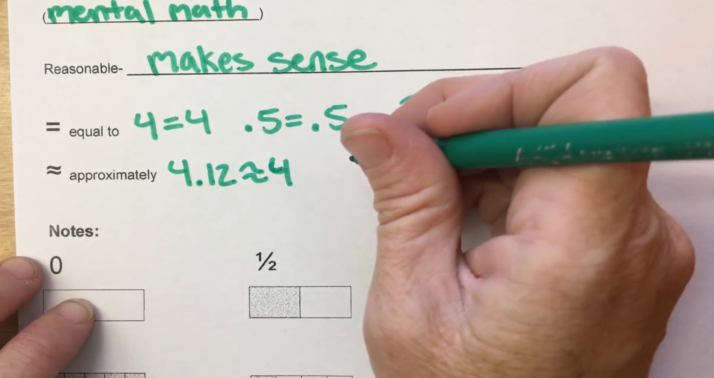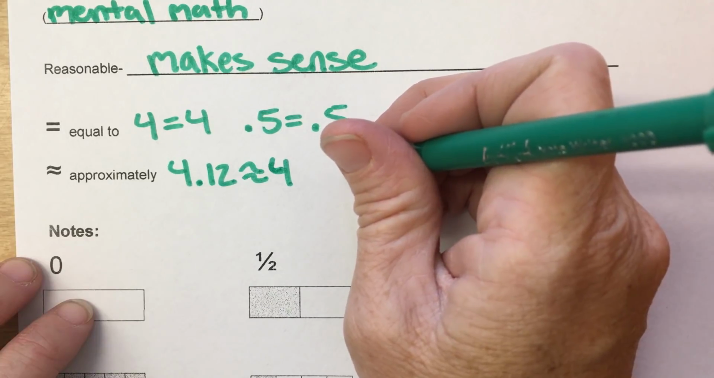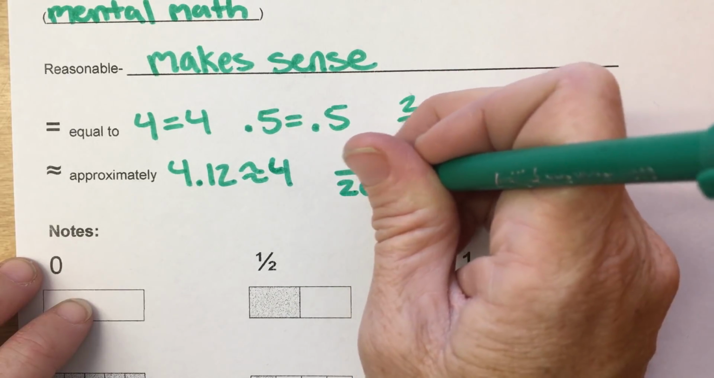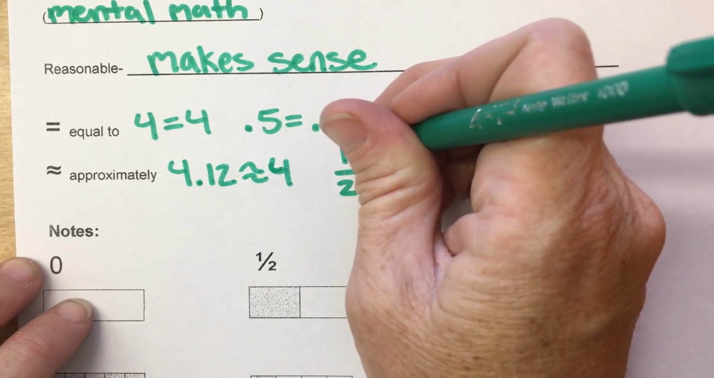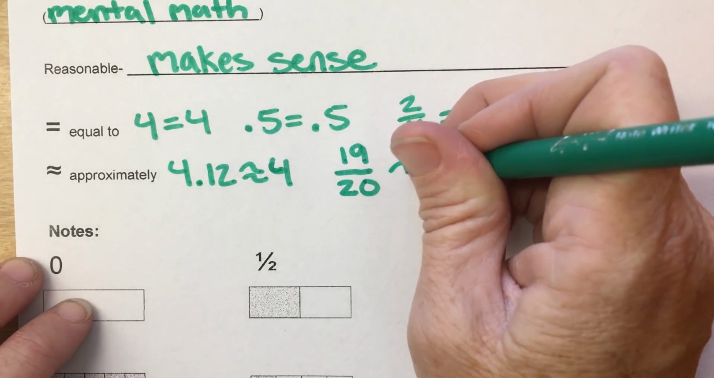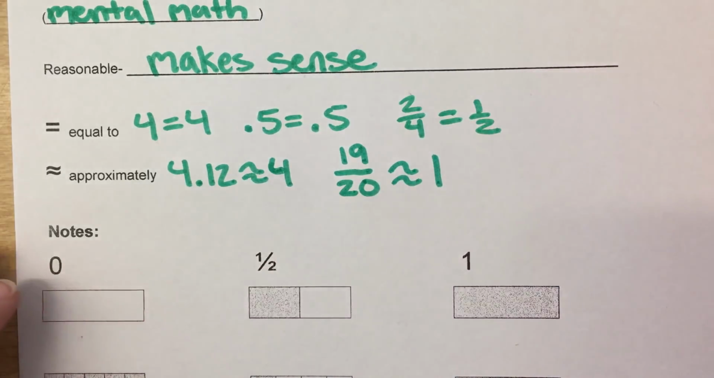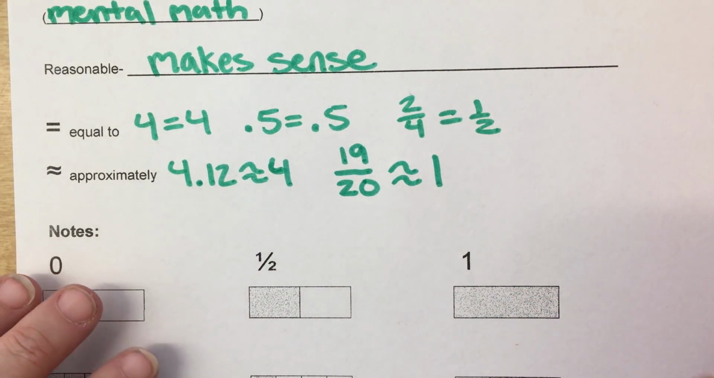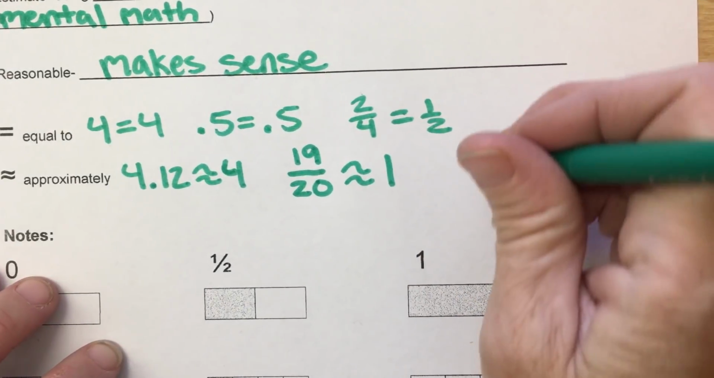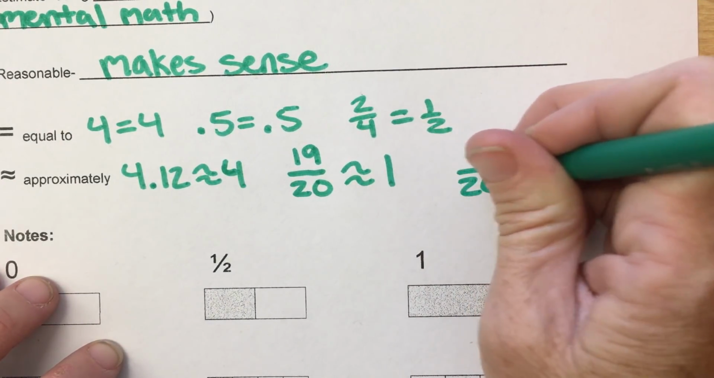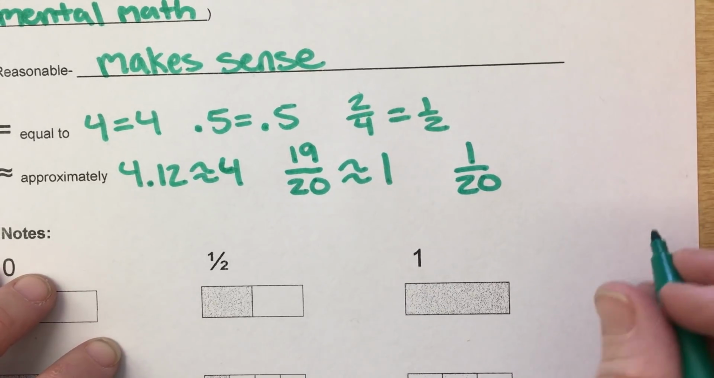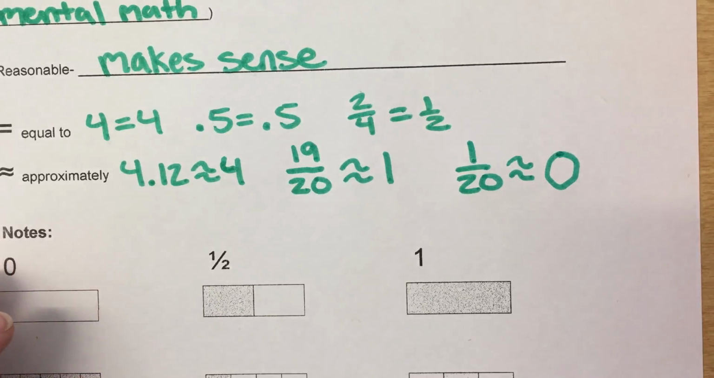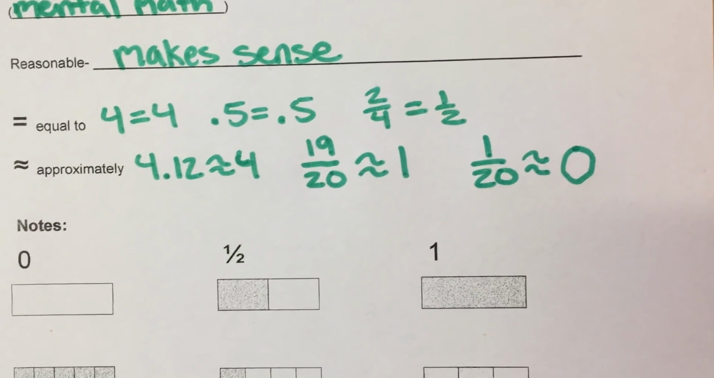I could also say that if I had a fraction, say I cut something into 20 pieces and I have 19 of the pieces, I have about one whole. Barely anything has been taken out of the pan. But if I cut it into 20 pieces and I only had one piece left, that means I almost have nothing. I have about 0 left.